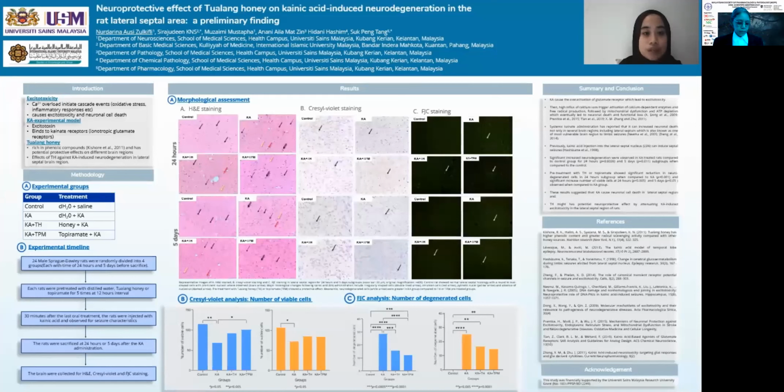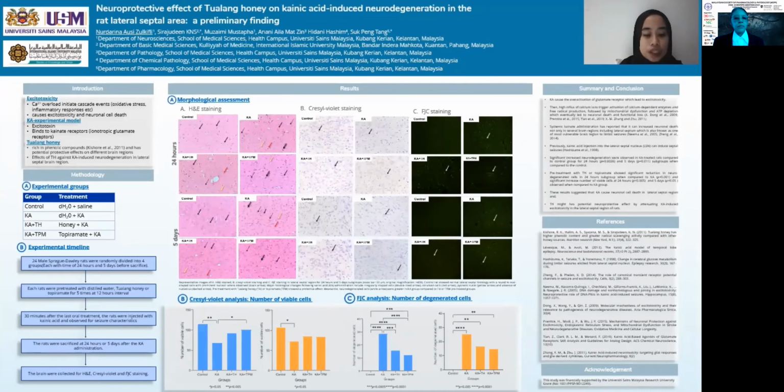Based on the results, first, H&E staining shows the control group with normal rounded to oval shaped neuronal cells, indicated by the black arrow. Meanwhile, in the kainic acid group, features of degenerative neurons were observed, and pretreatment with Tualang honey or topiramate ameliorated the kainic acid-induced morphology changes, with neurons appearing comparable to control. The neurons were further quantified. Based on cresyl violet analysis, the number of viable neurons in the kainic acid group was significantly reduced compared to control at both time points.